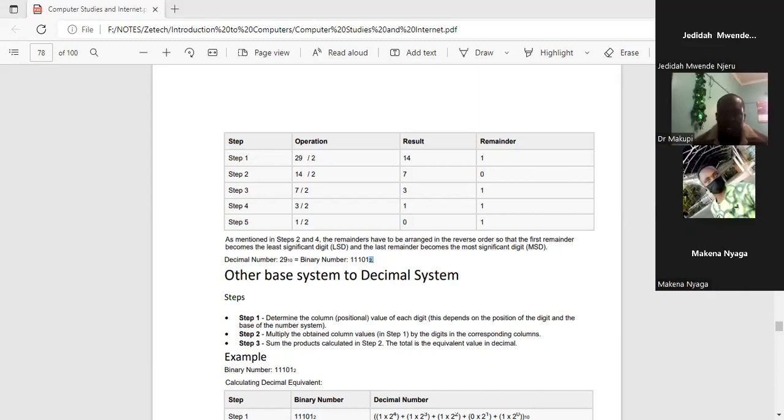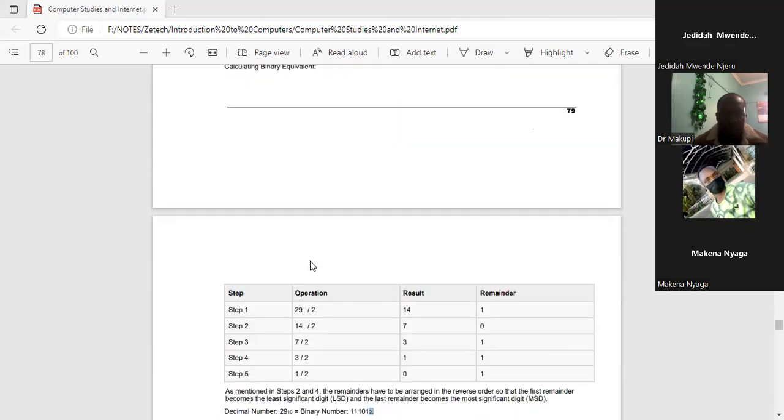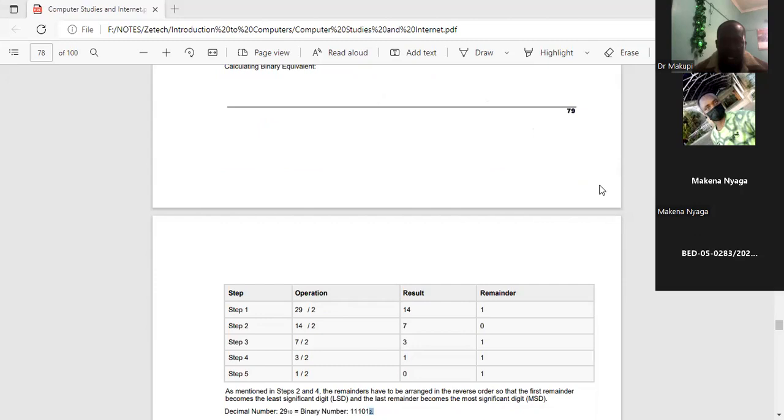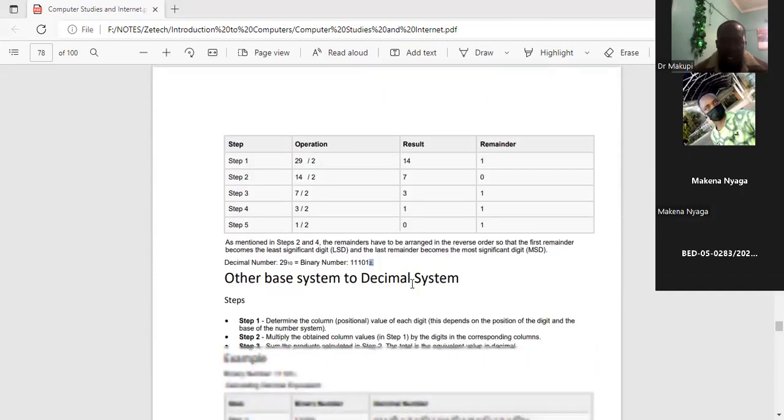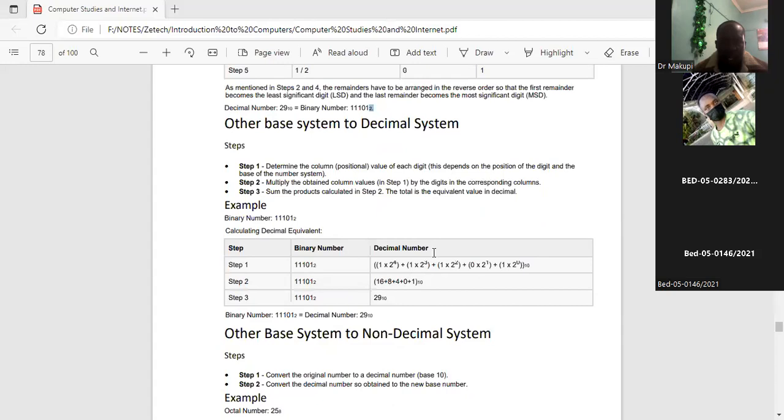So I was talking about converting from decimal to its binary equivalent. If you are entering the class, kindly be patient. If you have come late, be patient, unless you have a question. So I will proceed.